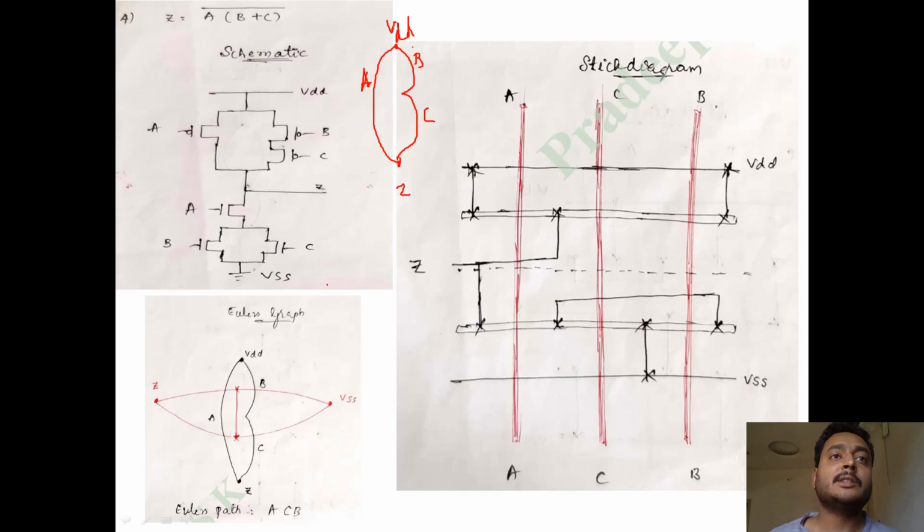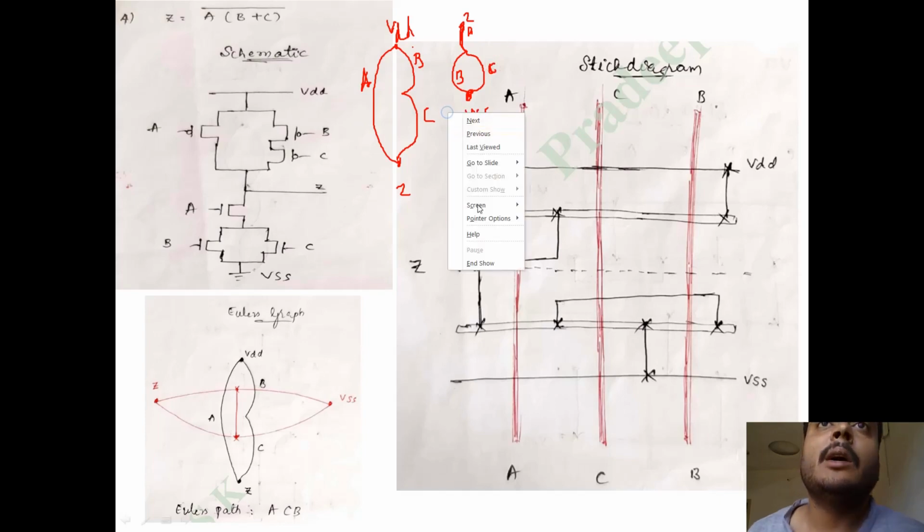Another structure is for the pull down network, Z to VSS. You can take Z here, and say this is my VSS. From Z through A through B, and from Z through A only, and through C another one. This will be my A, and from my circuit this will be B, and this will be C. Right. Now find the Euler's path.